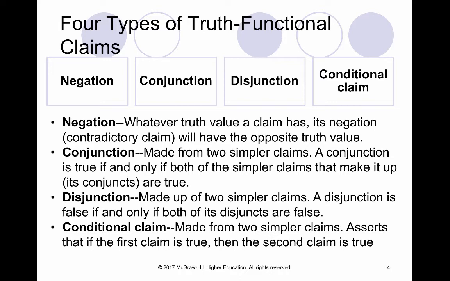A disjunction is also made up of 2 simpler claims, except that if either of the claims is true, the statement will still be true. The only time it's false is if both of the claims it makes are false. Finally, conditional claims are also made from 2 simpler claims, but in these ones they state that if the first claim is true, then the second claim must also be true. So now we're going to look at examples of each of these types of claims to make it clearer for you.